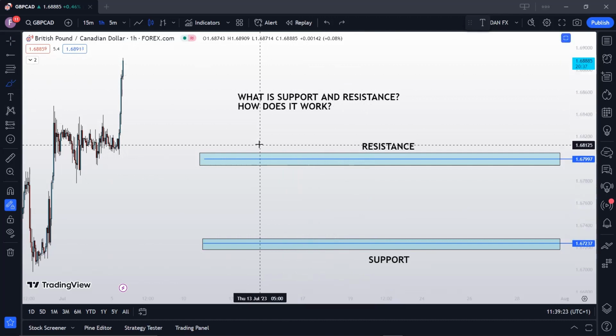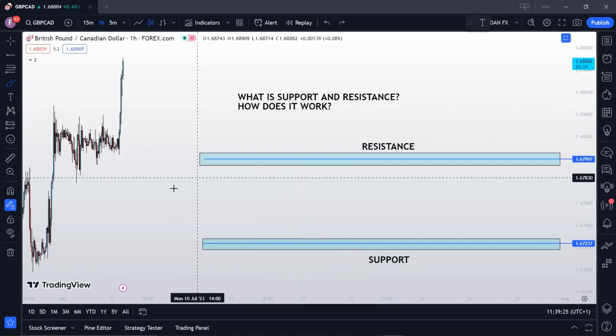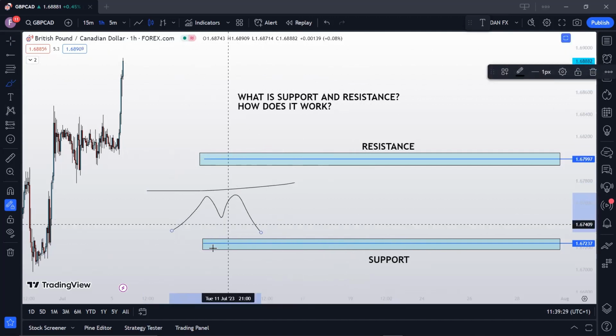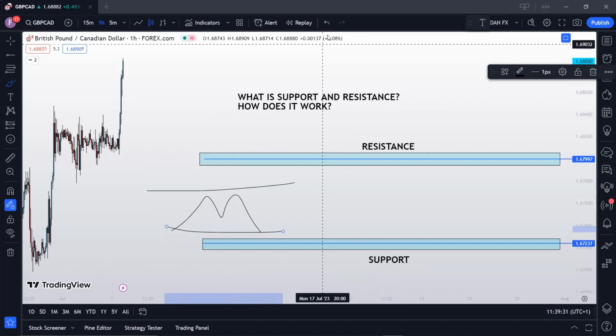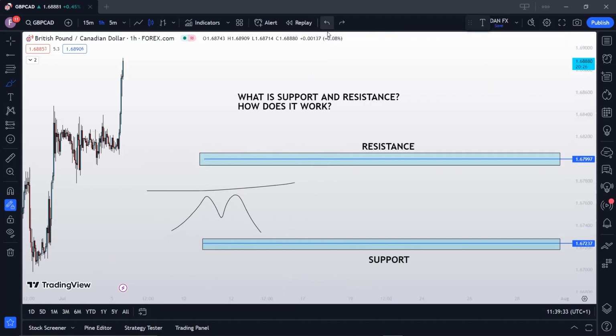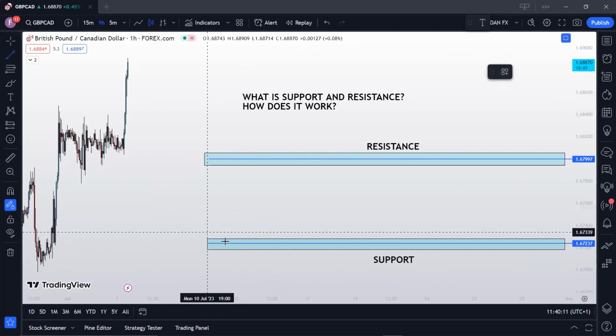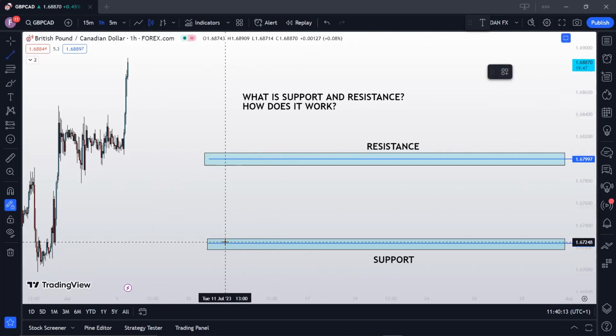But there are ways of identifying support and resistance. You don't just draw a line and say market gets to this line, that's our resistance, and market gets to this line, that's our support. No, I'm just using this as an example to explain what it means. Now, support and resistance is usually an area where the market has reacted in the past. So if the market has reacted to that particular price point in the past, that can be your support or that can be your resistance.